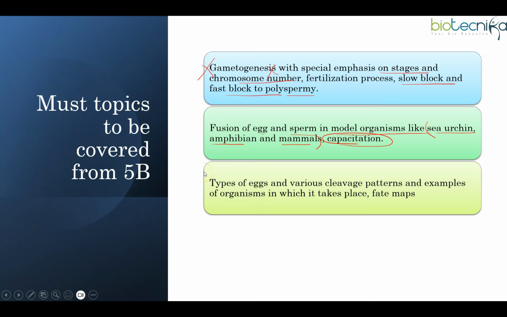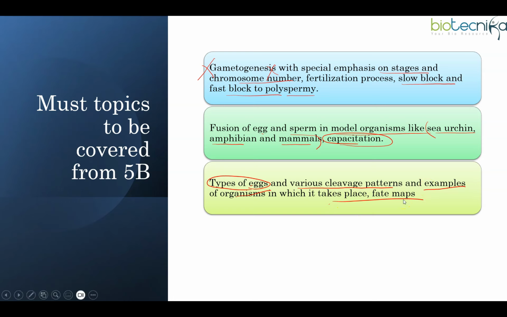Then when the zygote is formed, the different types of eggs and what different cleavage patterns these eggs will undergo. Like we have telolecithal, mesolecithal, alecithal, depending on the amount of yolk and also on the distribution of yolk, there is different classification, and specifically the example of organisms like telolecithal egg is present in birds, then in fishes and in reptiles. Okay, then what kind of fishes? In bony fishes it is present. So like that you have to be very clear about the different type of cleavage pattern and also in which it takes place along with the fate map.